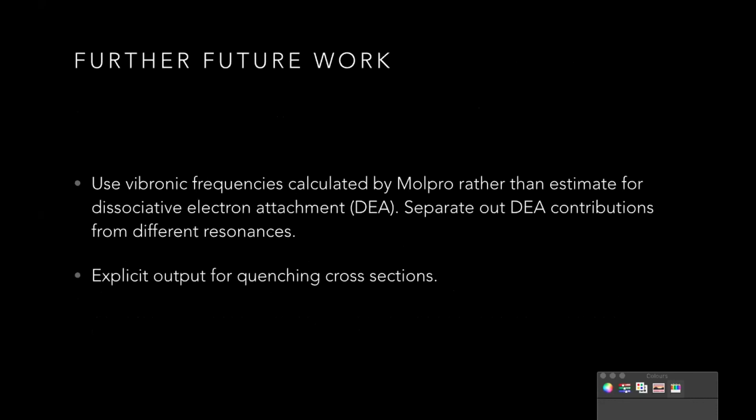So a few other ideas of what we'd like to put into QEC 1.3 is to use the vibronic frequencies. We're already calculating those for the vibrational frequencies that Maria showed in the first talk. And so can we use these in our dissociative electron attachment estimator? Because currently we just use an estimate of 1,000 wave numbers, or ask the user to input experimental data. So it'd be quite nice to remove some of the difficulties in inputting those numbers in.